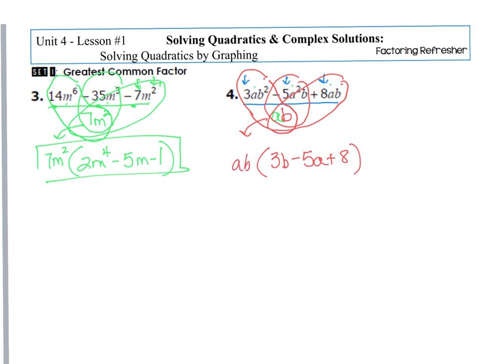This again is in factored form. It's a multiplication problem now. It looks like distributive property when we've just taken out a GCF. To check to see if you've done it correctly, you can multiply it back out. When we multiply with variables, remember we add exponents. So there you go. That's the GCF section.